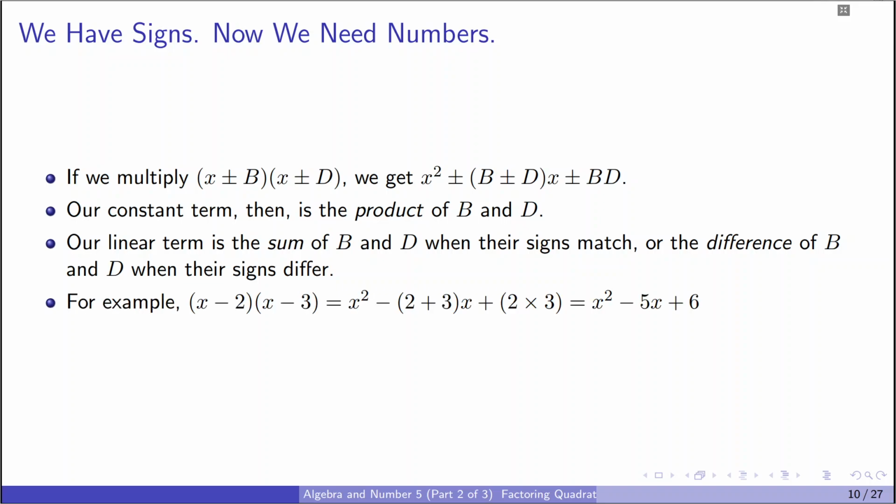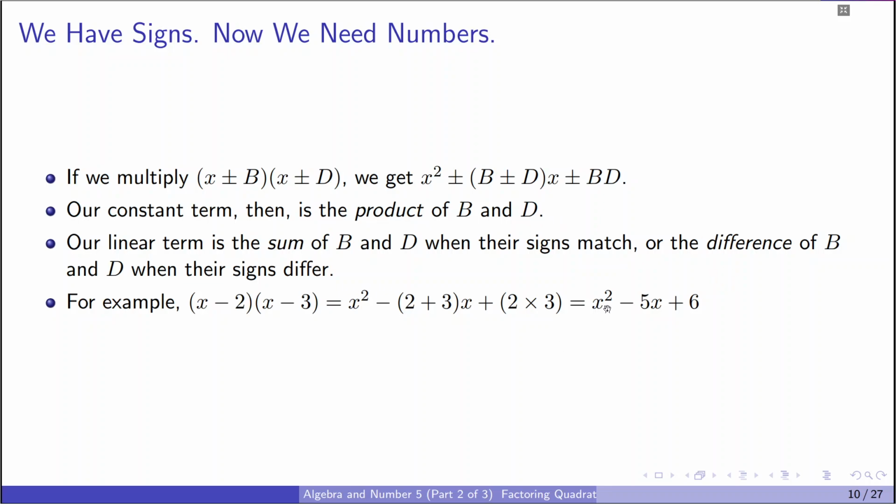So if we have x minus 2 times x minus 3, well, when we multiply these out, x times x makes x squared. The negative 2 times negative 3 makes a positive 6. Then we'll have a negative 2x and a minus 3x, so we're subtracting the sum of 2 and 3 times x. That's our negative 5x.